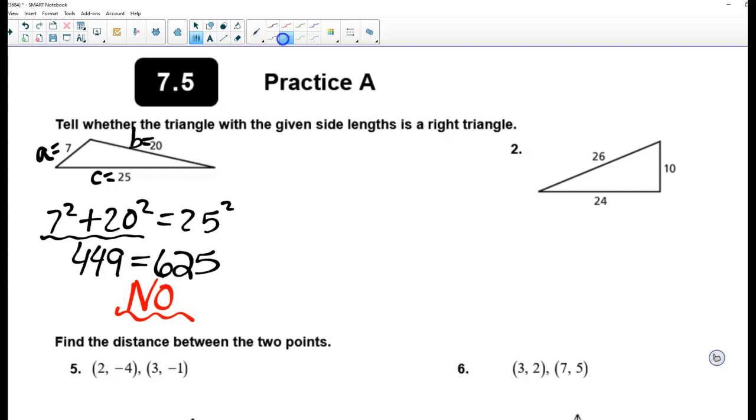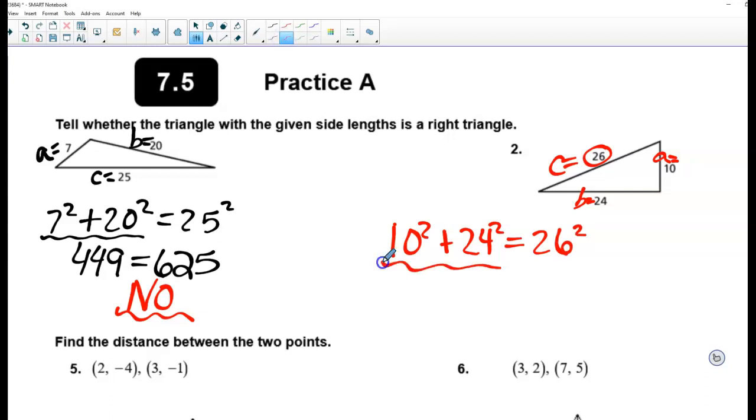So again, we automatically know this has to be our C because it's our biggest number. So we are going to set this up as one of these is the A, one is the B. I always go with the shorter side being A, but it does not matter. So 10 squared plus 24 squared, those are the two sides, equal the longest side squared. And then again, I'm going to do the work in my calculator.